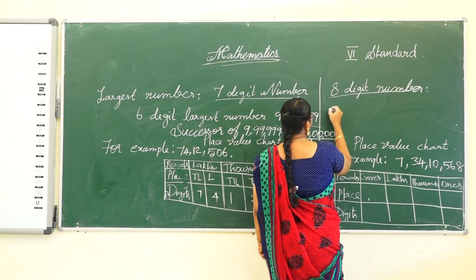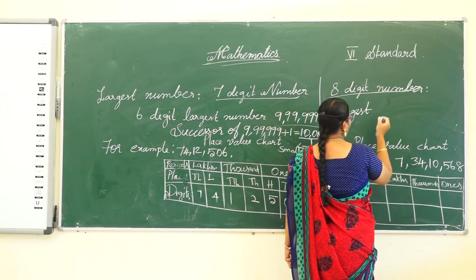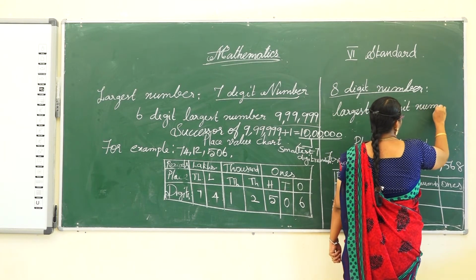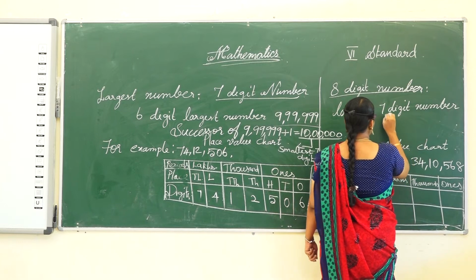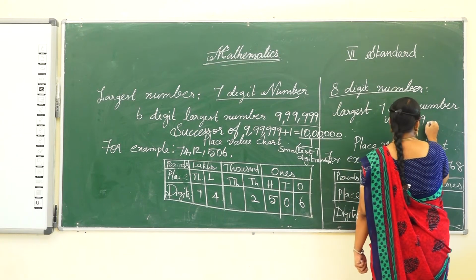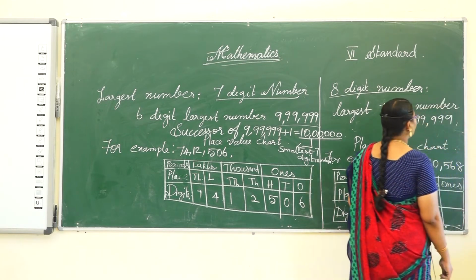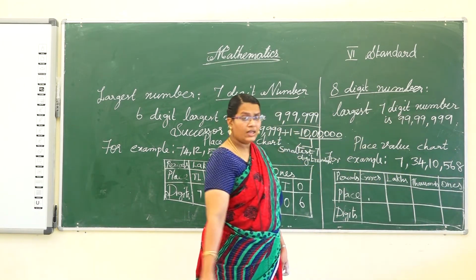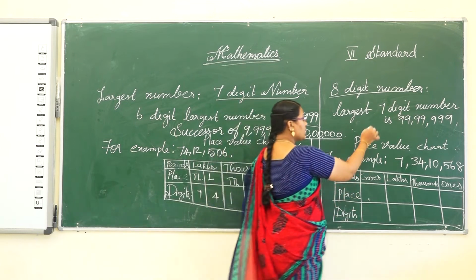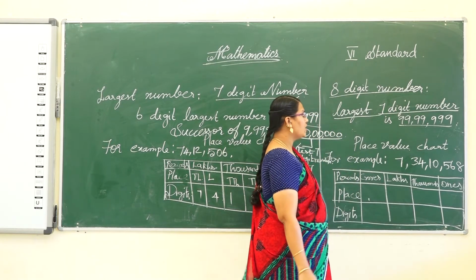And next one, the 8-digit number. So what is the largest seven-digit number? Is it 99 lakh 99,999? It's the 7-digit largest number. So what is the successor of this number? I want to add 1 to this number.